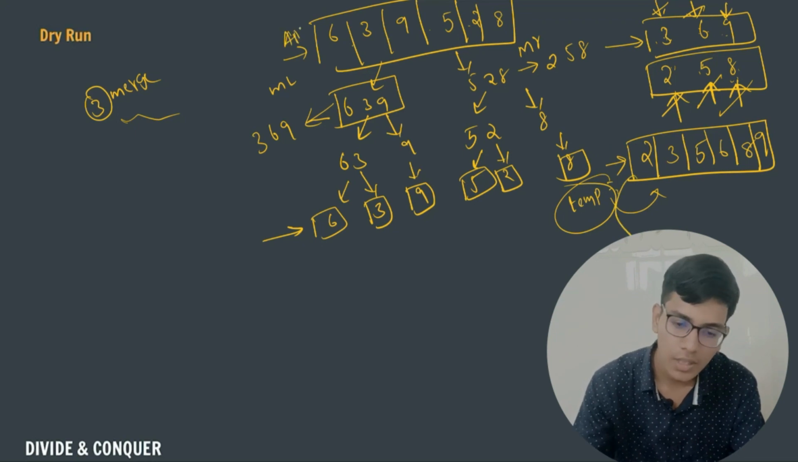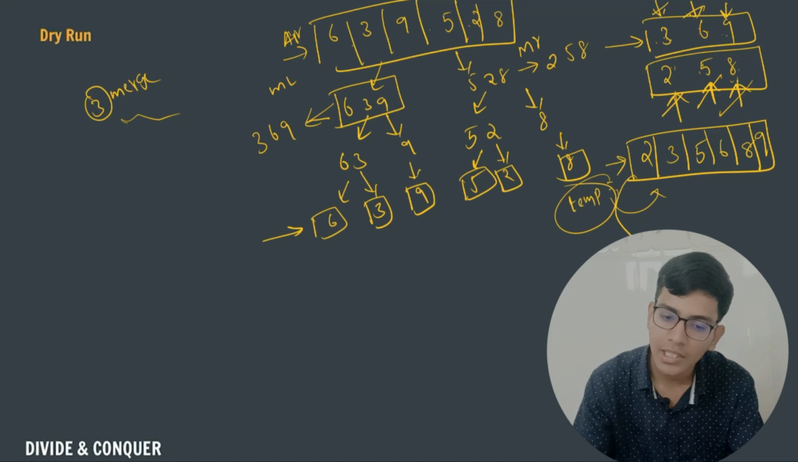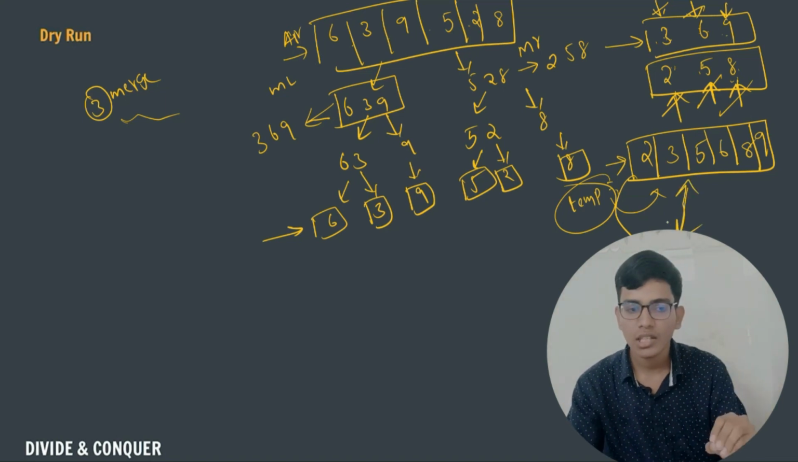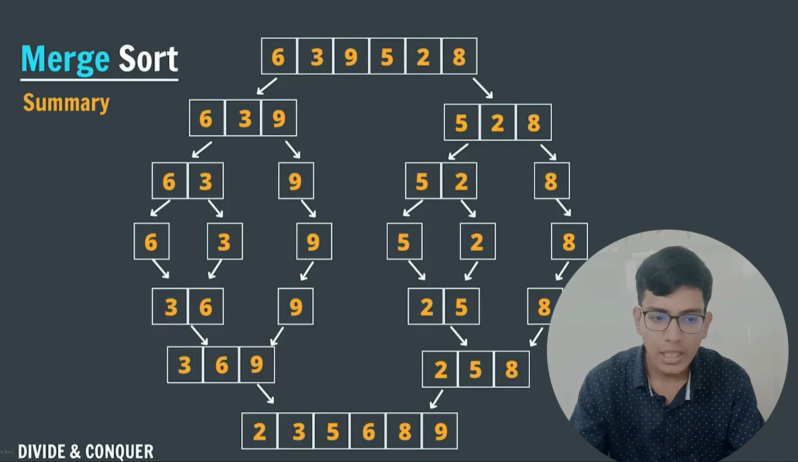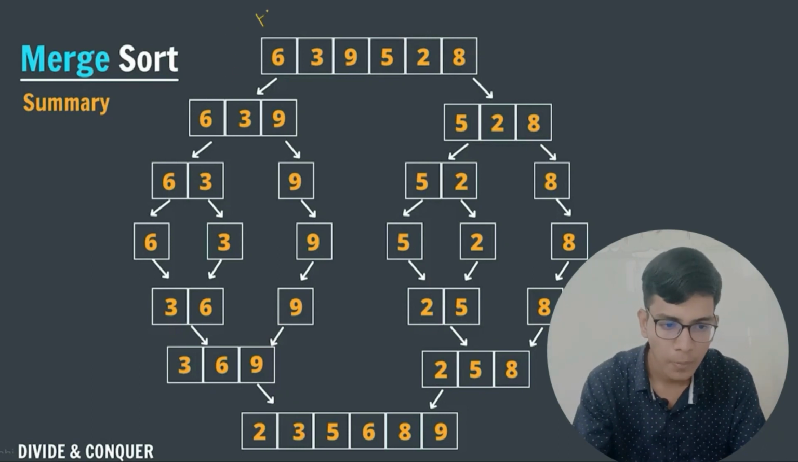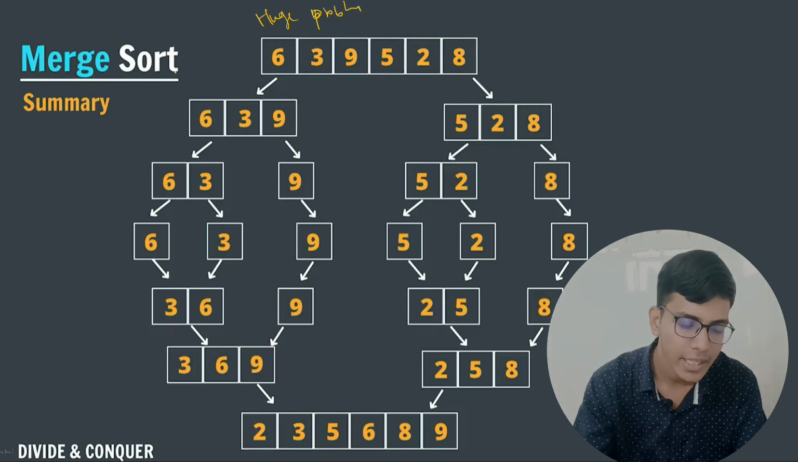This is my ARR, right? So I will copy all the elements of my temporary array into my ARR array. So these are the three steps involved in merge sort. Let us see how the diagram should look. So here, this is the huge problem. What I'm doing here, first of all, is dividing. This is my first step, divide.